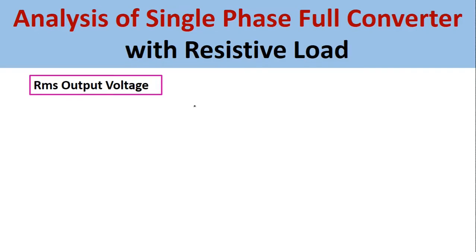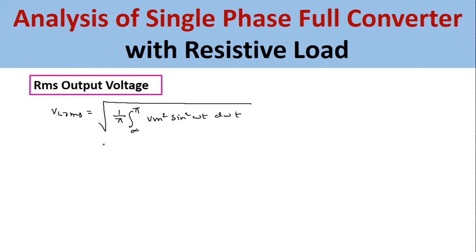Now we will derive RMS output voltage for single phase full converter with resistive load. So it is given by VL RMS is equal to under root 1 upon pi integration from alpha to pi Vm square sin square omega t d omega t. Now when we take out this Vm square common from this integration sign, we will get 1 upon pi into Vm square integration from alpha to pi sin square omega t into d omega t.